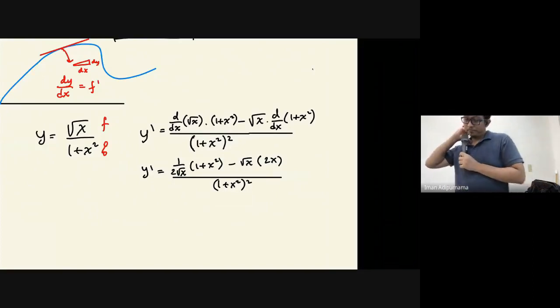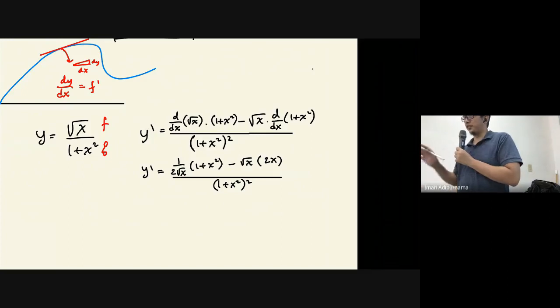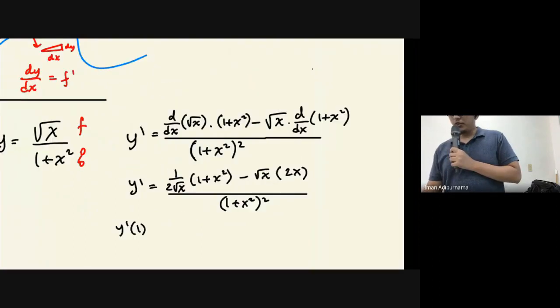Because we are asked to find the equation of the tangent line, you don't need to simplify. You don't need to necessarily simplify all of this unless you are told to simplify. You can just stop here and just plug in x equals 1, because you are told to just find the tangent, right? The expression is only in x, so we only plug in the 1.